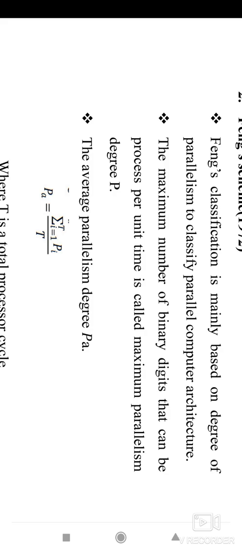The maximum number of binary digits that can be processed per unit time is known as the maximum parallelism degree. It is denoted by P. So what is the maximum parallelism degree? The maximum number of binary digits or bits that can be processed per unit time.